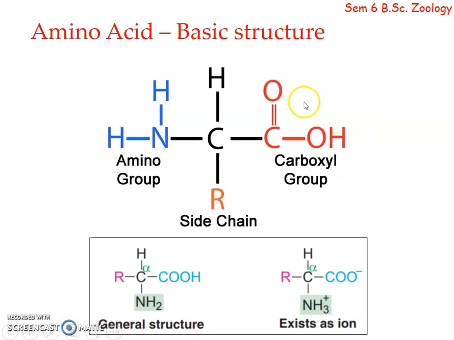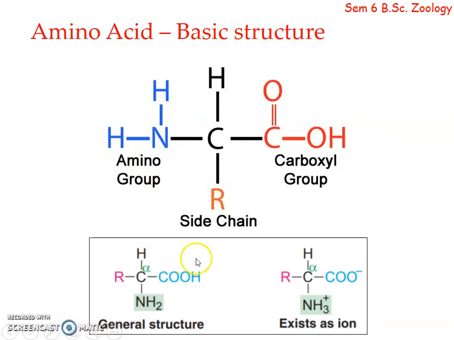Okay, the carboxyl group is found attached to the alpha carbon in all the amino acids. Likewise, the amino group is also attached to the alpha carbon, along with the hydrogen. So these remain the same in all the amino acids. What changes? It is the side chain. Okay, since it is the alpha carbon which binds to these functional groups, we call it an alpha amino acid.